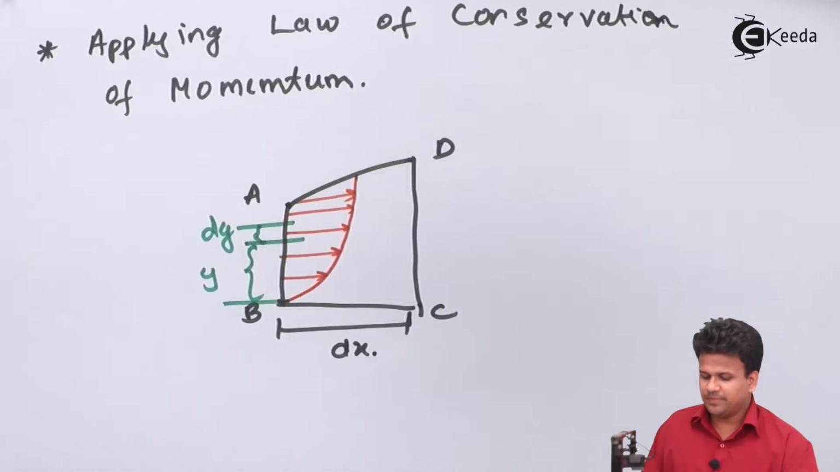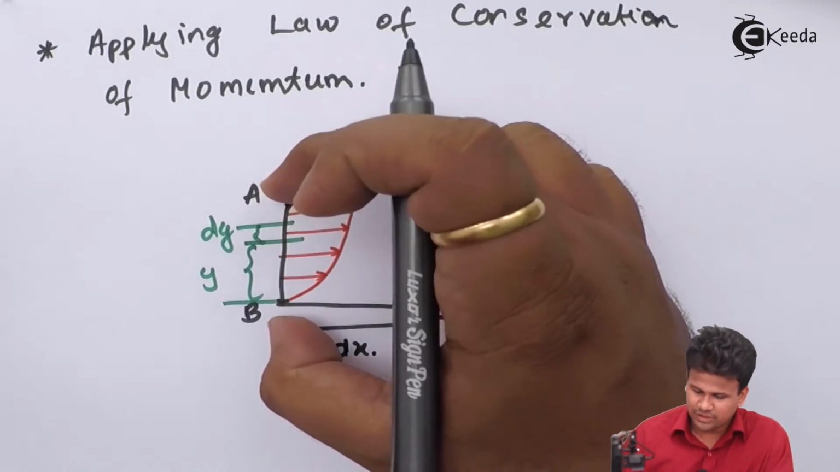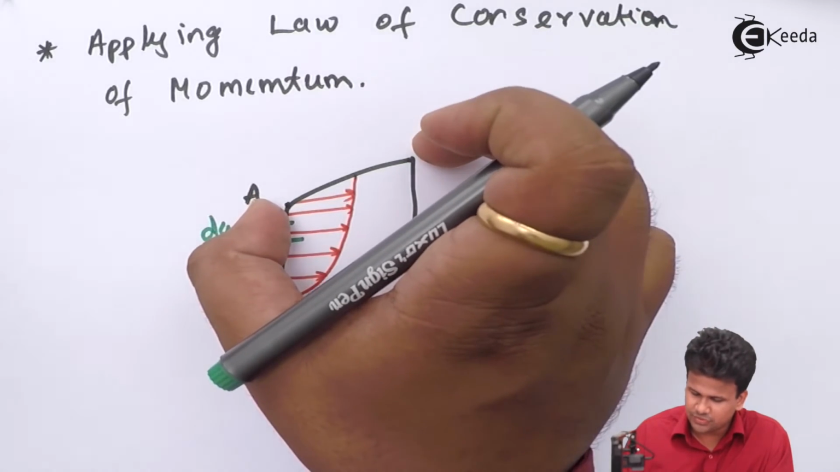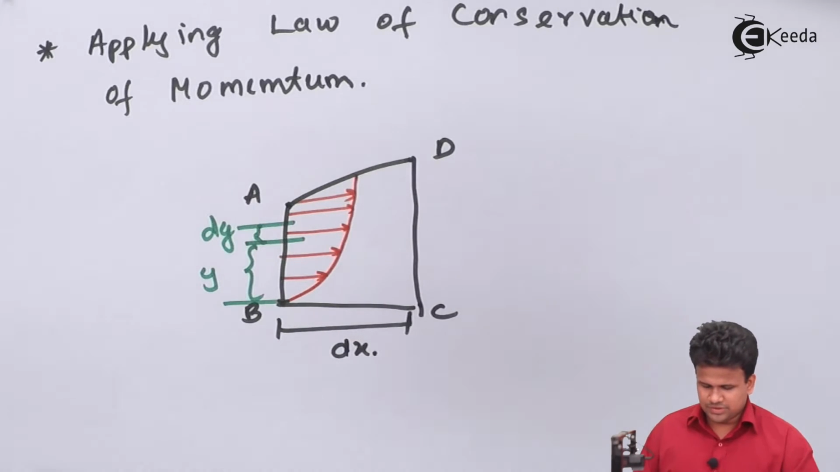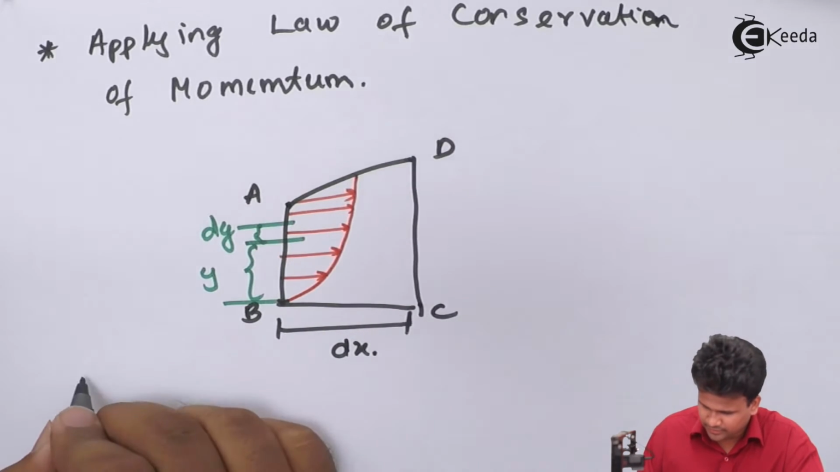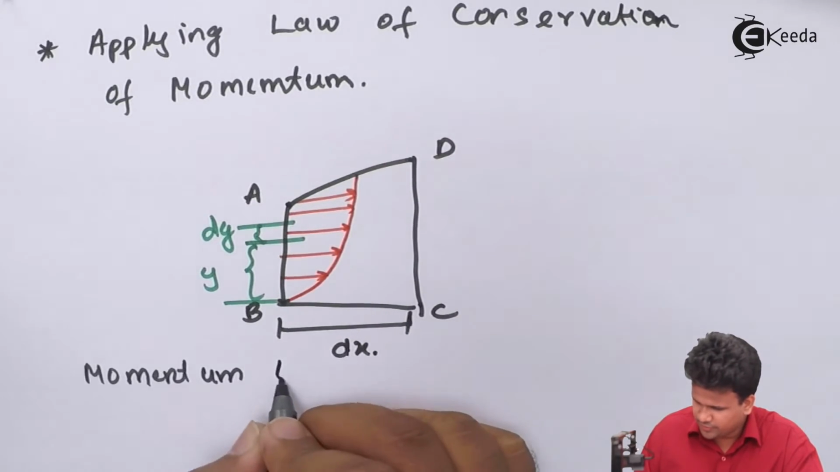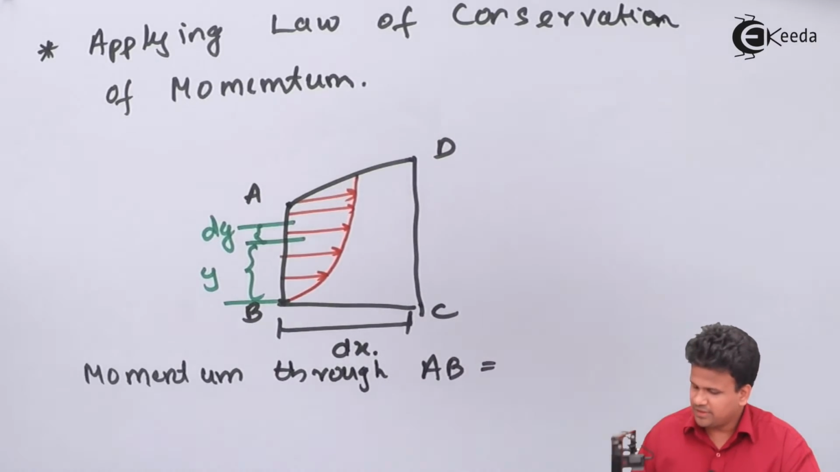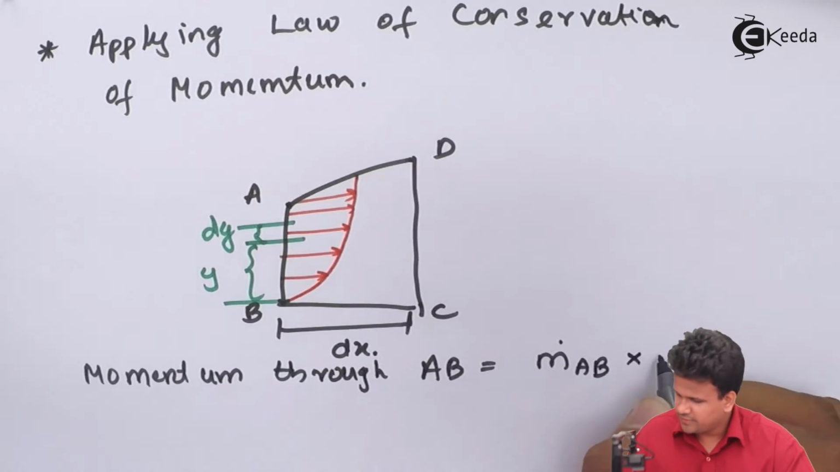So now we have to apply momentum to this entire part. We have the mass flow rate through AB, the mass flow rate through DC, and the mass flow rate through AD. Now let us apply conservation of momentum for this entire part. First we'll use the momentum through AB. That will be equal to m dot AB into the velocity u.